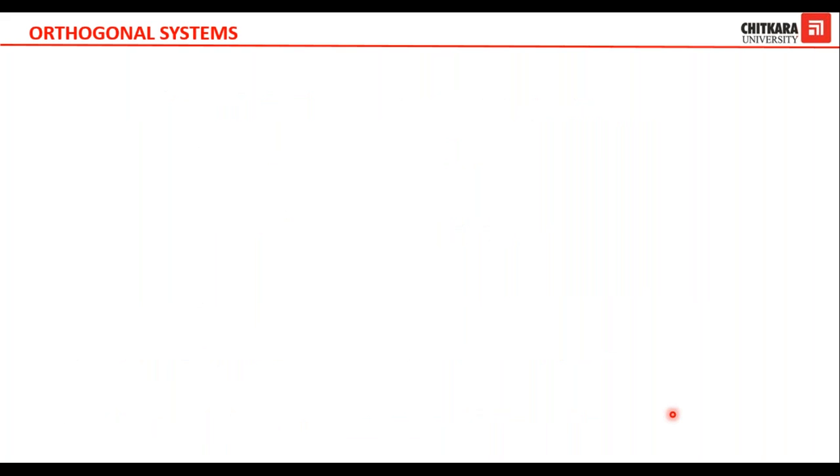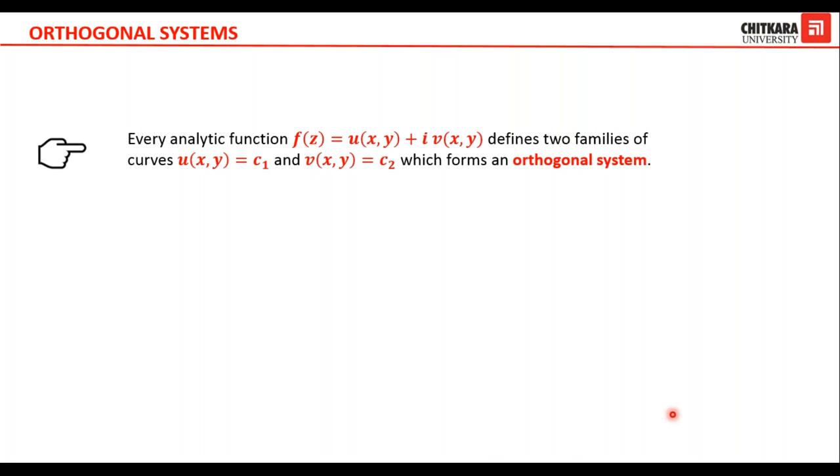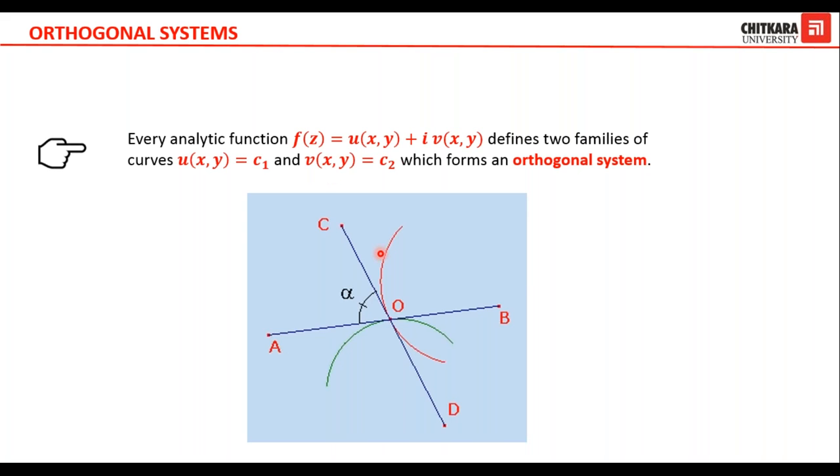So let's go to the next slide and it will become more clear with the help of examples, right? Okay. Then we have orthogonal systems. What are orthogonal systems? Every analytic function f(z) equal to u plus iota v defines two families of curves. One is u equal to c1 and the other one is v equal to c2. This forms an orthogonal system. What do you understand by orthogonal system? Let us look at the graph.